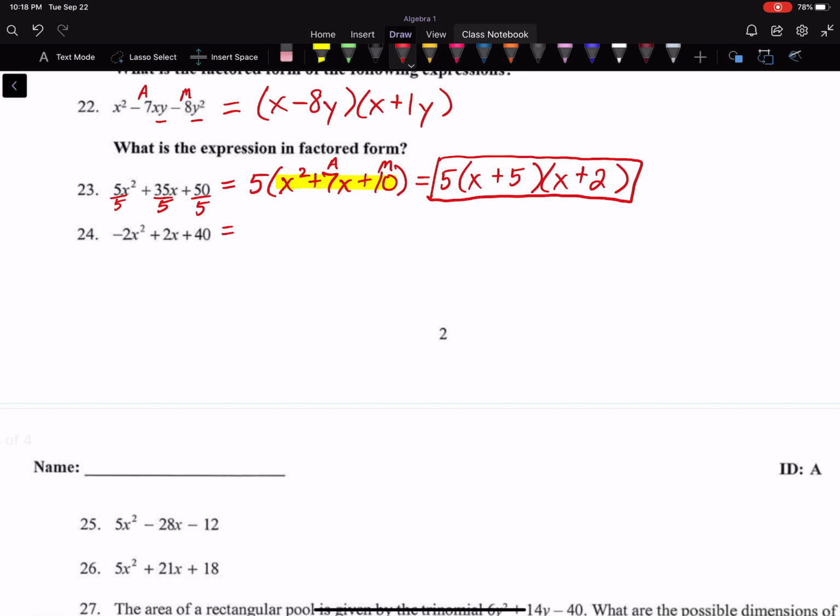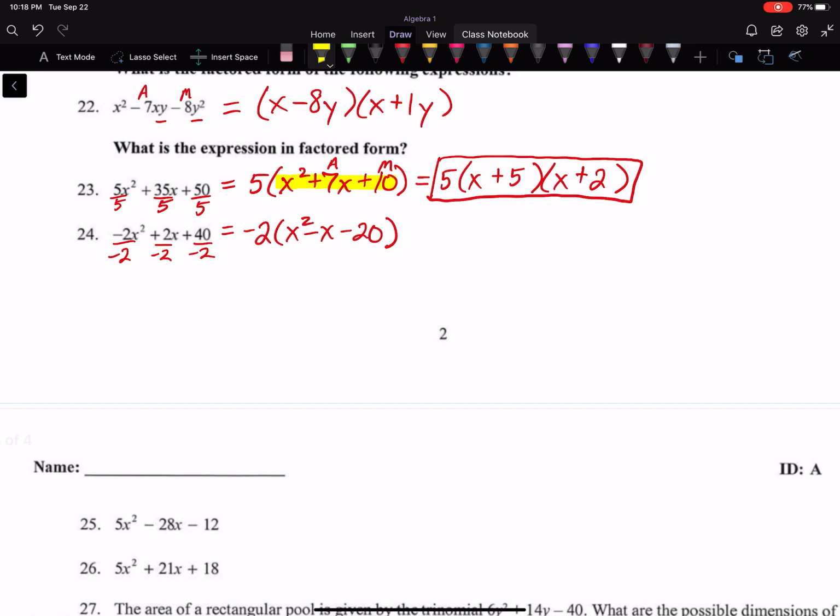So we're going to do the same thing on 24. So we got negative 2, 2, and 40. Well, we can factor out a negative 2 there. If your first number here is negative, just factor out the negative with it. Okay, so we're going to divide everything by negative 2. And so we will have x squared minus x minus 20.